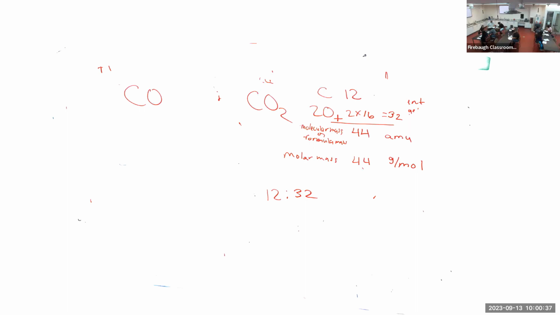Whereas if we take a look at carbon monoxide, so we have our carbon. How much does carbon weigh? 12. Okay, and how much does oxygen weigh? Okay, 12 plus 16. So we have 28 AMU or 28 grams per mole. So in this case, we know that it's going to be a 12 to 16 ratio of carbon to oxygen.